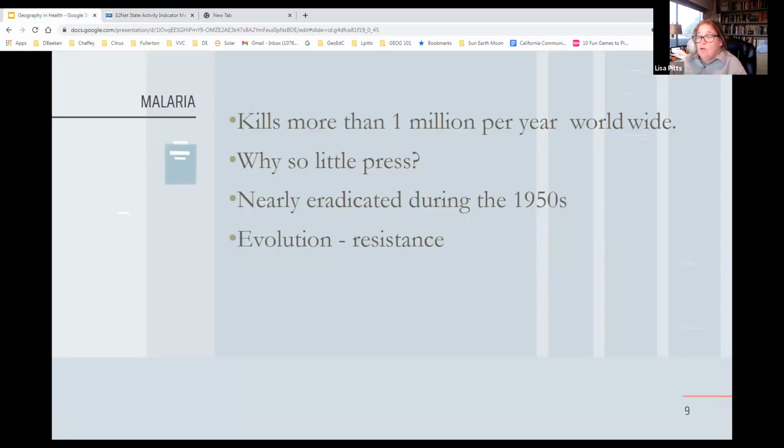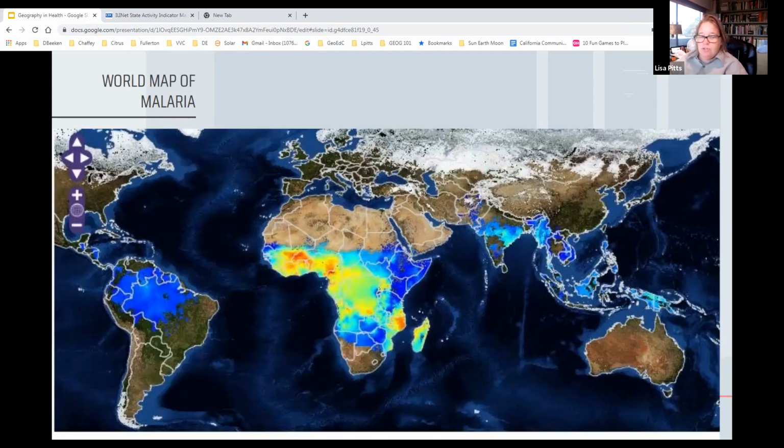Okay. So malaria is another infectious disease. It kills more than 1 million people worldwide. It was nearly eradicated in the 1950s, but recently it's become resistant. So it has evolved, as many viruses do, because they change and reproduce so quickly. They're able to become resistant through genetic variation. So the question is why, if it's killing 1 million people worldwide every year, is there so little press? And here's one of the main reasons.